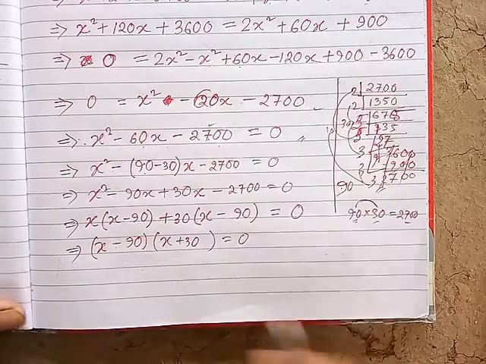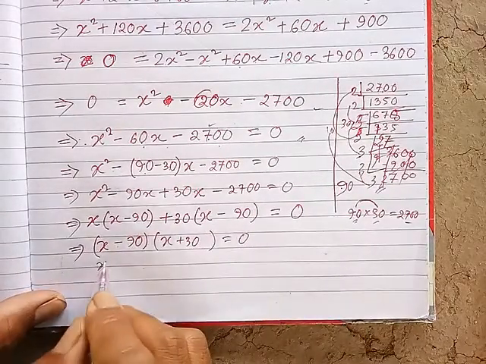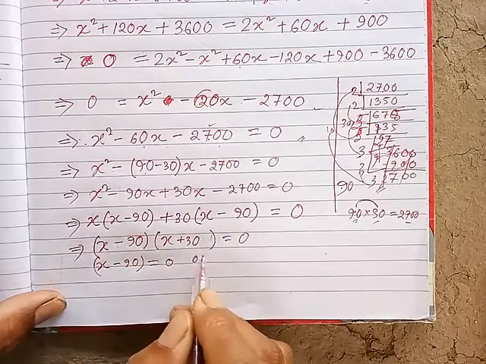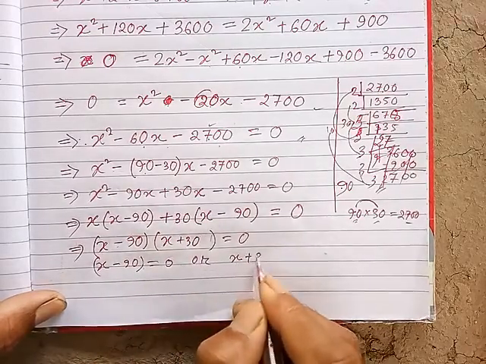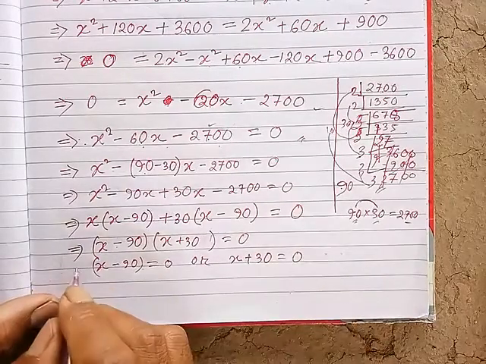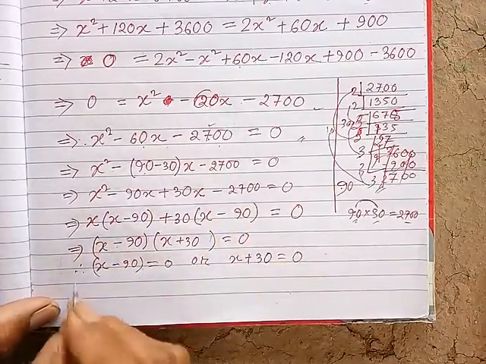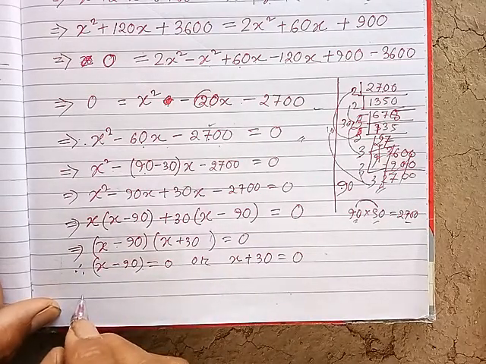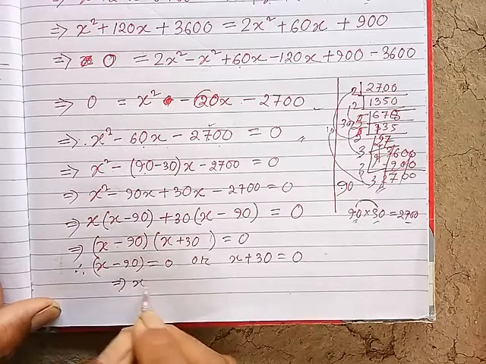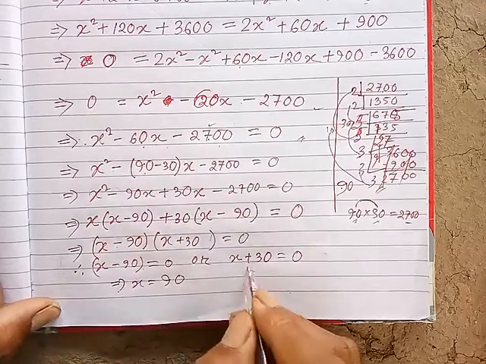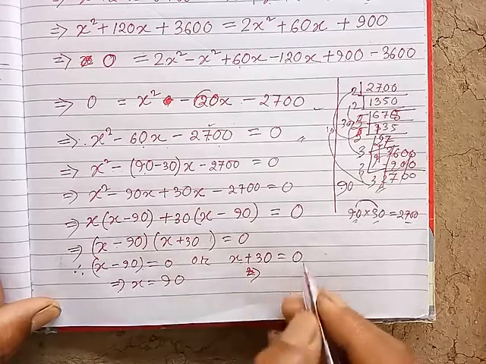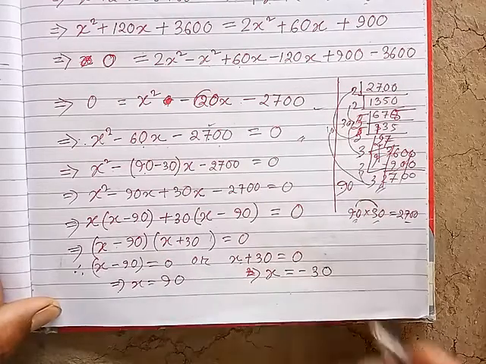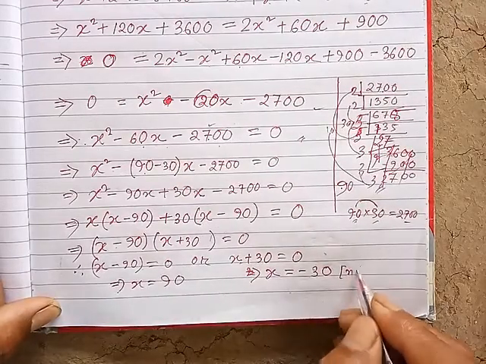Finally, what we can write: x minus 90 equal to 0 or x plus 30 equal to 0. These are the two possible conclusions we can draw from here. From the first we get x equal to 90, and from the second, x plus 30 equal to 0 implies x equal to minus 30. This is not possible.